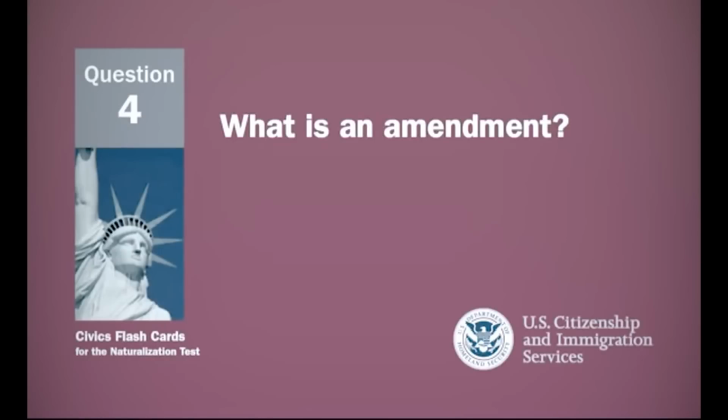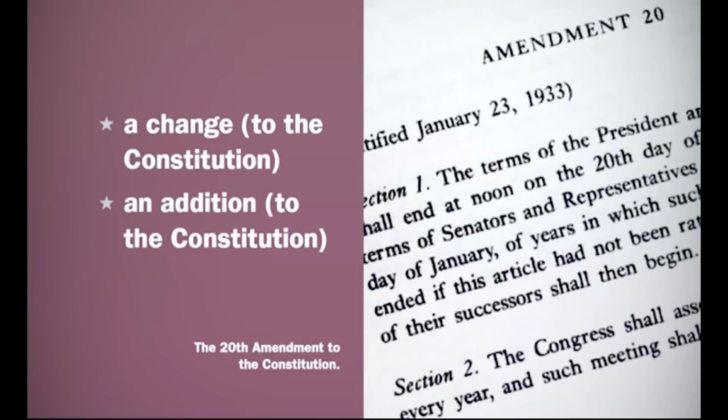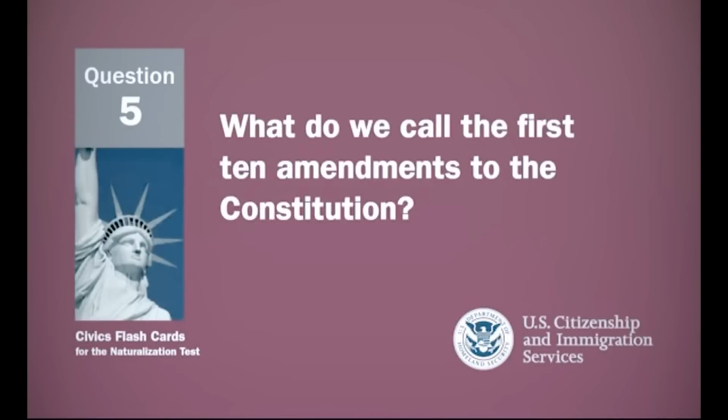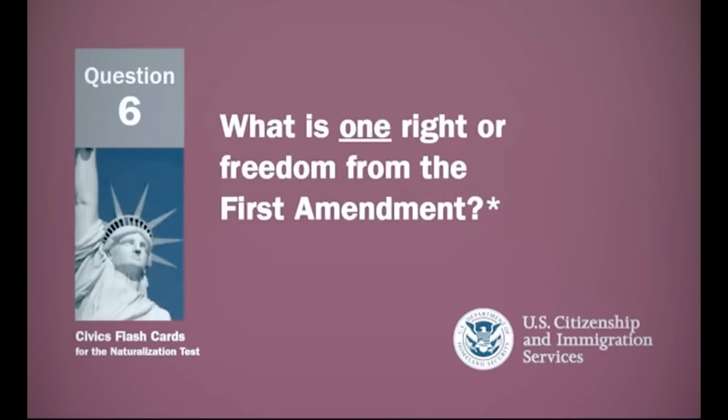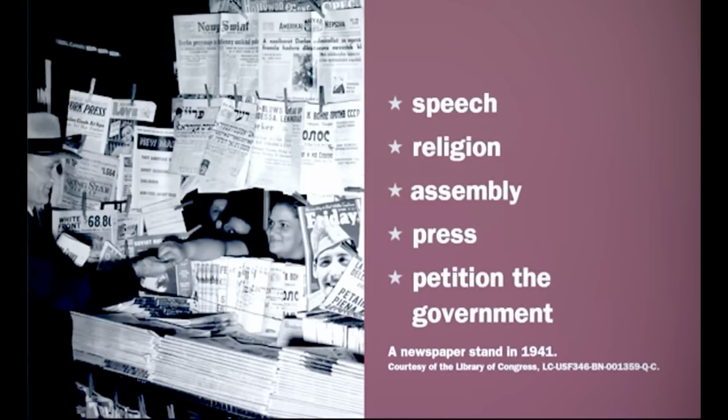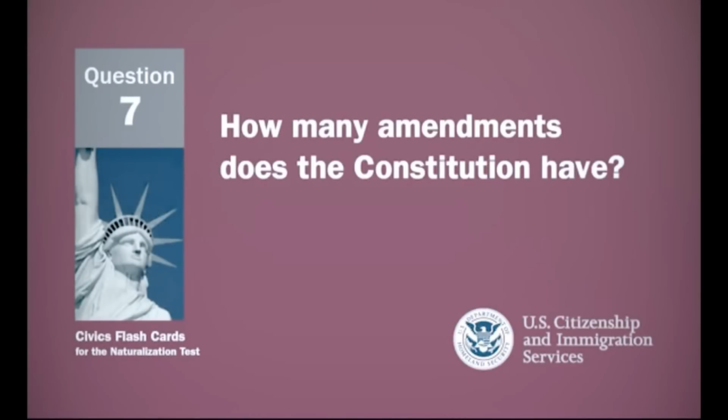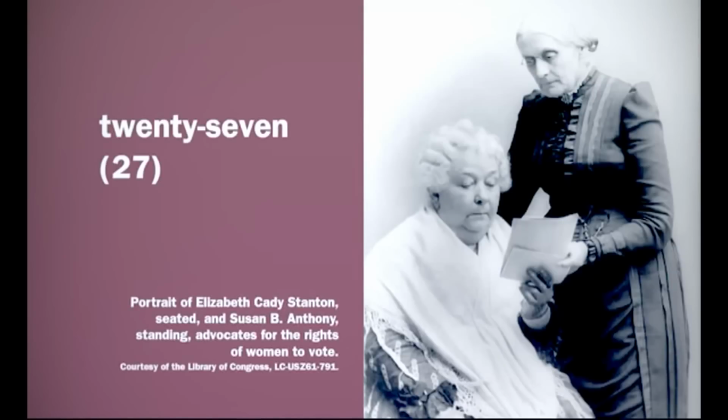What is an amendment? A change to the Constitution. An addition to the Constitution. What do we call the first 10 amendments to the Constitution? The Bill of Rights. What is one right or freedom from the First Amendment? Speech. Religion. Assembly. Press. Petition the government. How many amendments does the Constitution have? 27.